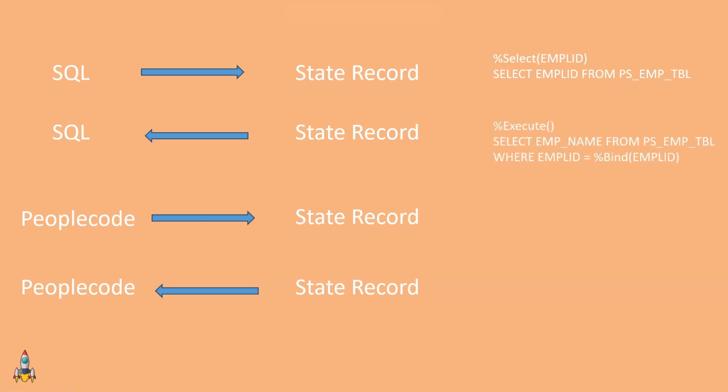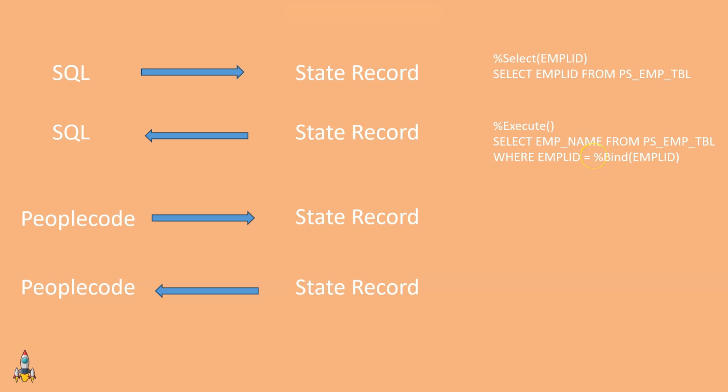Second scenario is how to get value from state record and use those in our SQL statement. To do that, we can use %Bind meta SQL. Let's say we run this statement, select employee name from table where employee ID is equal to %Bind. So if the state record has employee ID equal to 55, that will be dynamically passed here and the select statement will run for employee ID equal to 55. So this is how we can pass a value from state record to the SQL statement.